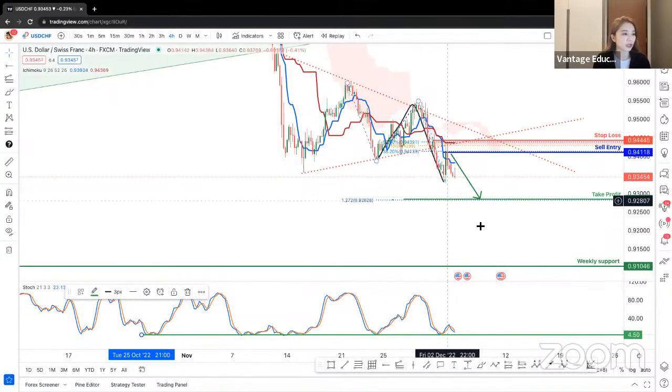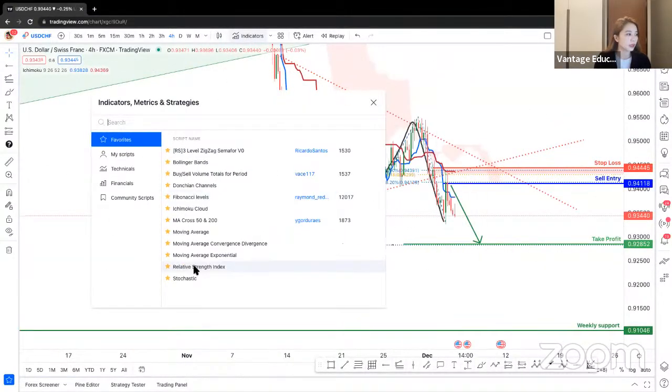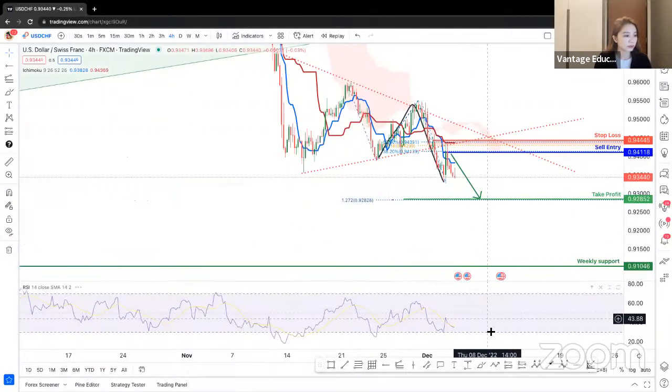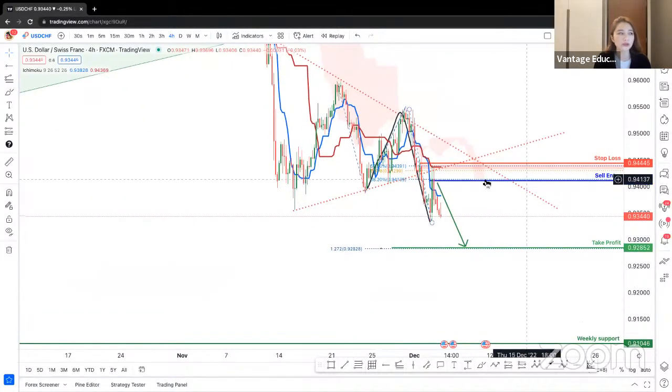All right, so there's a chance that there's a slight pullback and then we can go in for a better entry in sell. Let's look at RSI as well. Same case for RSI. So this is my take on dollar franc. Do you guys have any questions?